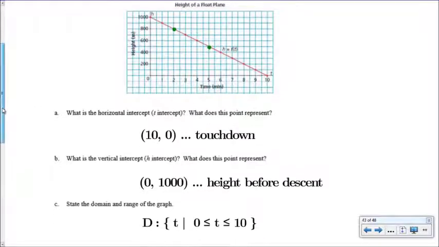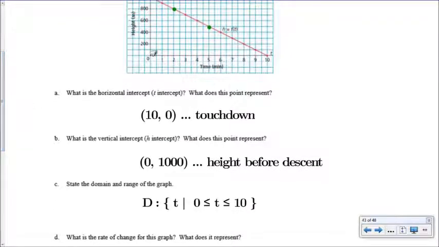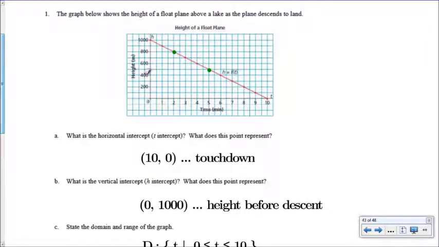So the domain again covers the possible values for the independent variable, and the range is that, so between 0 and 1,000. So the dependent variable can go between 0 and 1,000.